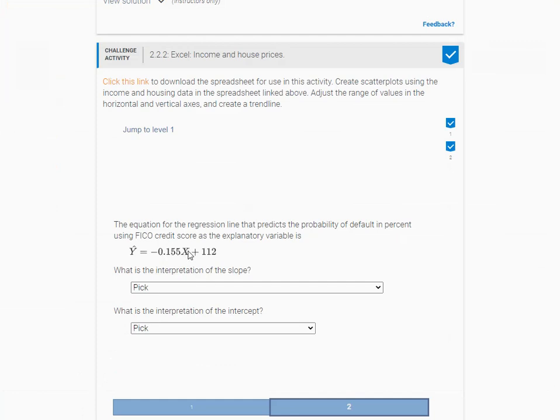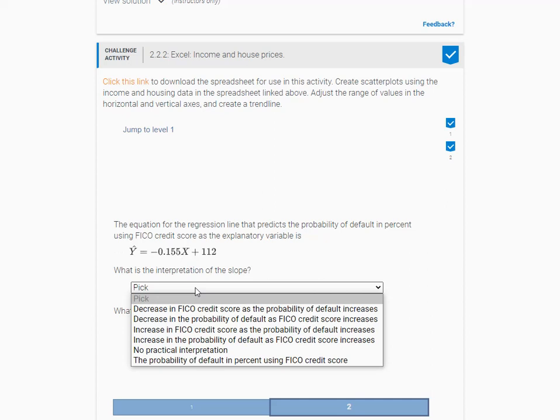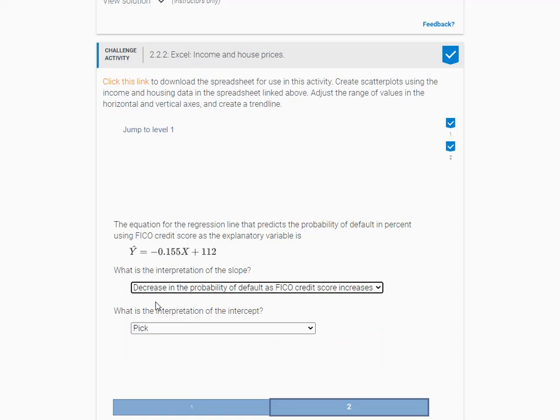So as X goes up, the slope is telling us that the Y variable is going to go down. So you're going to see a decrease in the probability of default as the FICO credit score increases.